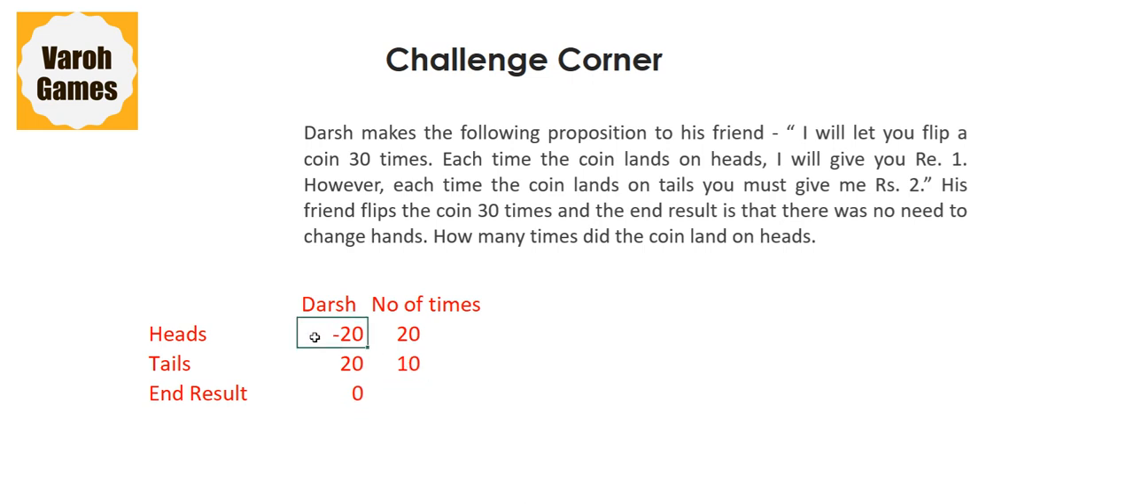That is, Darsh has to pay 20 and Darsh will get 20. So ultimately 20 minus 20 becomes 0. So our answer is head should come 20 times, then only the end result would be 0. That is, head should come double the times of tails. This is how this has been done. Because the amount exchanged was double, the number of times head should land should also be double that of tails.